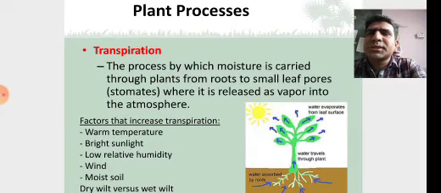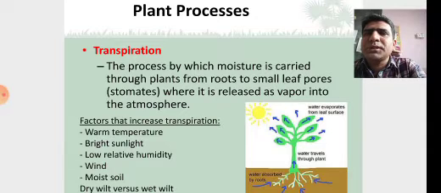Another process of the plant is transpiration. Transpiration is the process by which moisture is carried through the plants from the roots to small leaf pores, and released as vapor into the atmosphere. The general scientific definition is that in transpiration, water is removed in the form of vapor from the aerial parts of the plants.